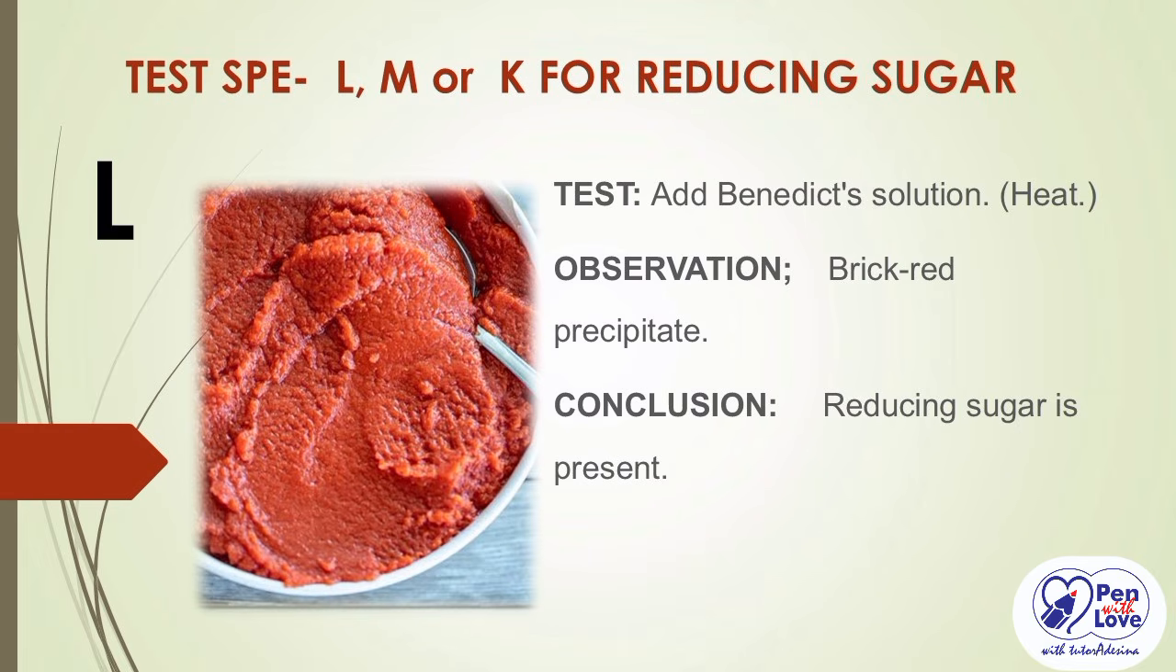So mind you, iodine is used for testing of starch, while Benedict solution is used for testing reducing sugar.